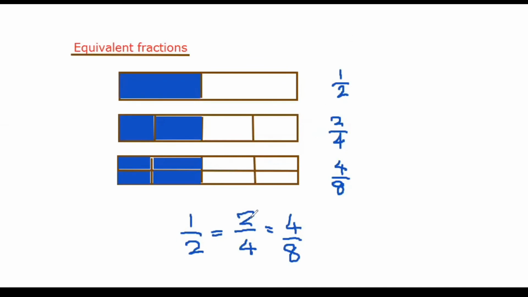So these are known as equivalent fractions. Okay? Why do we call them equivalent fractions? Can you see? Each of these fractions represents the same amount. Can you see? Yes. Okay, right. Draw these neatly. So these are known as equivalent fractions.